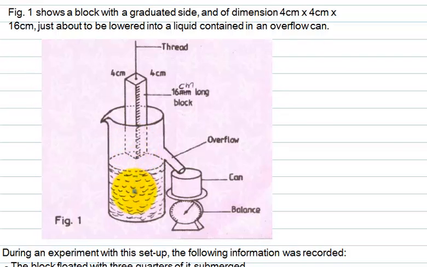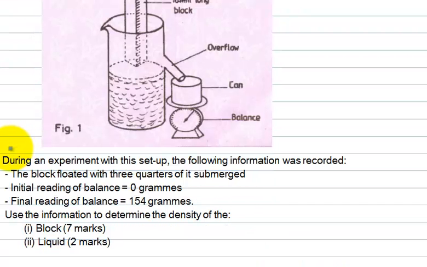When it is lowered into the overflow can, the displaced water will be collected in this can and we will be able to measure the mass of the displaced water. We are told that during an experiment with this setup, the following information was recorded. The block floated with 3/4 of it submerged. I'd like us to remember that this is a block which is floating.